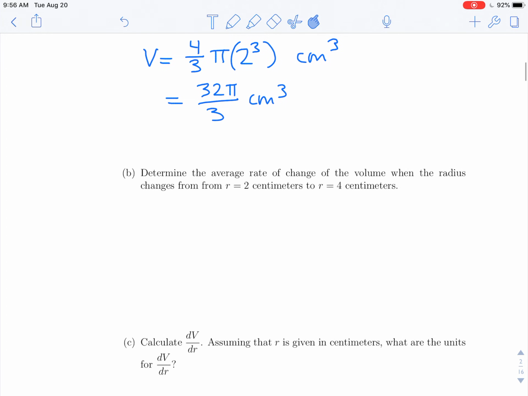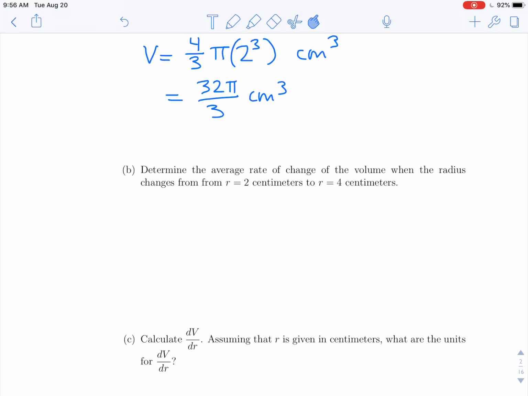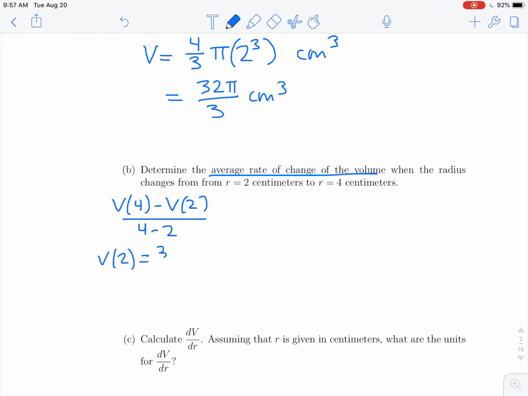Part B says determine the average rate of change of the volume when the radius changes from r equals 2 centimeters to r equals 4 centimeters. So the average rate of change of the volume uses the volume function, and we're going from r equals 2 to r equals 4. So we'll do V of 4 minus V of 2 all over 4 minus 2. V of 2 we got already. V of 2 is 32 pi over 3.